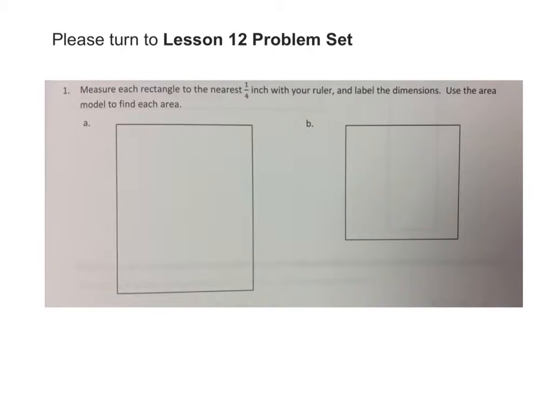Ooh. What do you guys think? Is it more or less than 2 inches? Okay. Is it more or less than half an inch? 2.5. It's less. But it's telling us to measure to the nearest quarter inch. So here's 2 1/4. Here's 2.5. Here's 2 3/4. So what is it closest to? 2.5. So let's label that 2 1/2 inches.